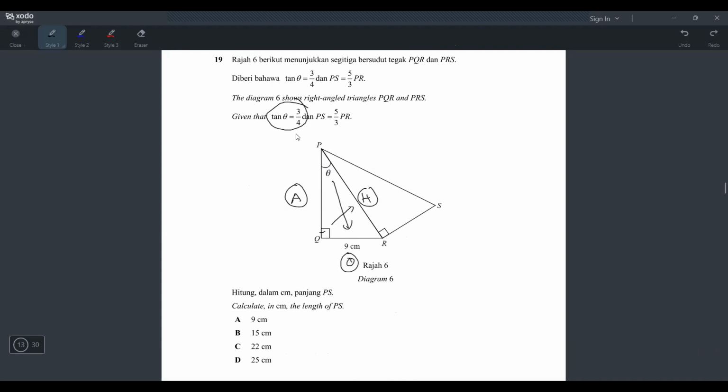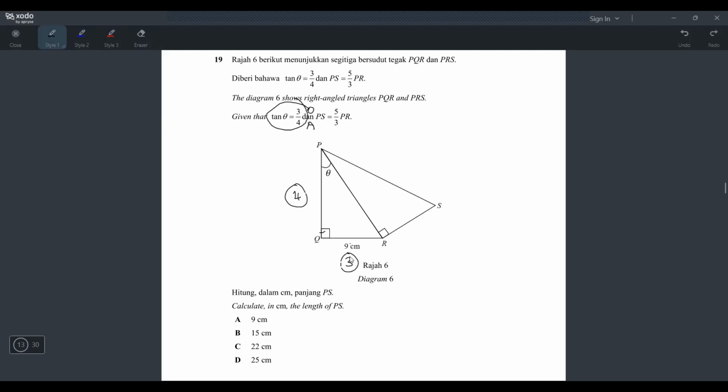This is the adjacent. But the tangent formula is TOA, which is O over A. So the opposite is 3, adjacent is 4. So let's go and erase the O here and write 3. And then erase the A here and write 4. Okay. Then what about the hypotenuse? The hypotenuse, I don't know. Okay, so that's the first information. But if you look carefully, why do I have to circle the 3 and 4? Because this is not the actual length. This is the ratio. The actual length of QR is 9 cm.